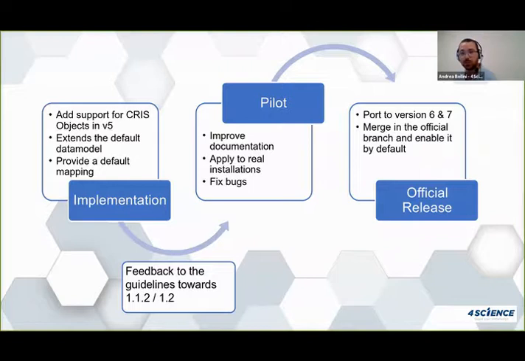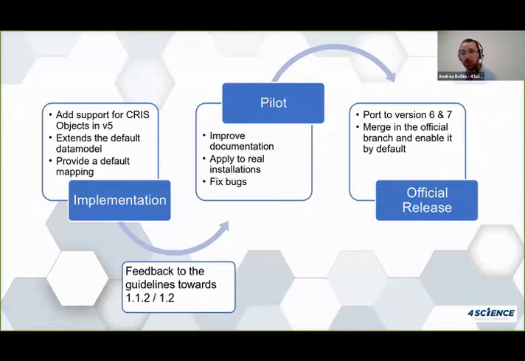So we want to double check that our mapping mechanism will work on real data, with data models that are not exactly our default proposal. And of course, we work with you to identify and fix any bug that could arise. After this phase, we will port the solution also to version 6 and to version 7.